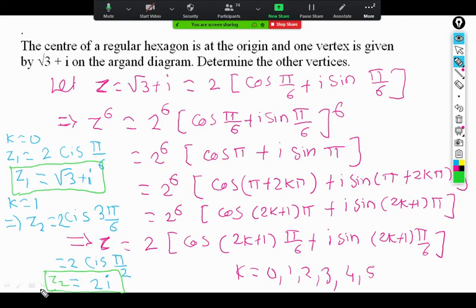So I will write the answers then. Actually, space is not there. Can I erase the first 3 steps here? Yes, sir.